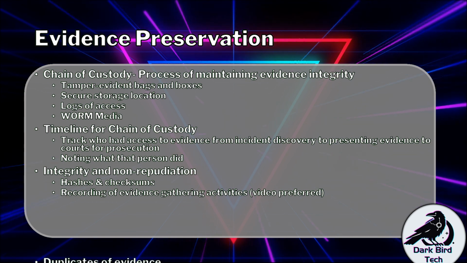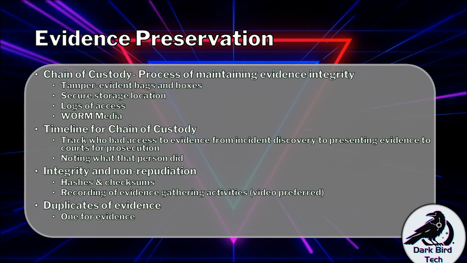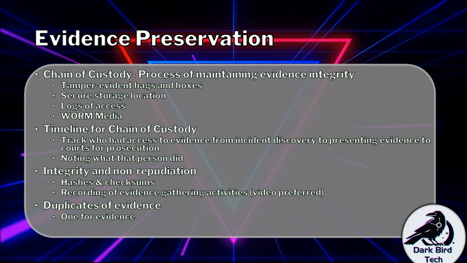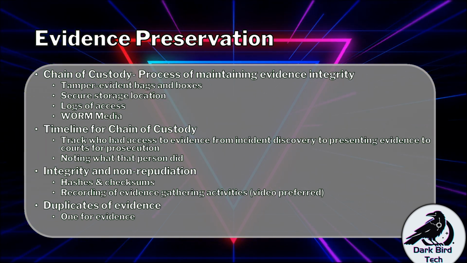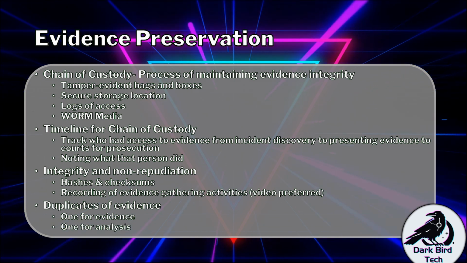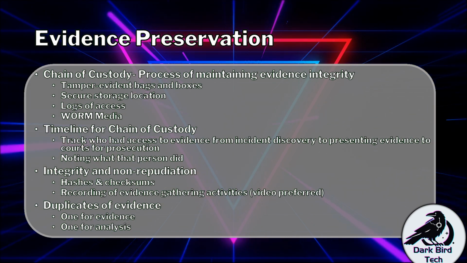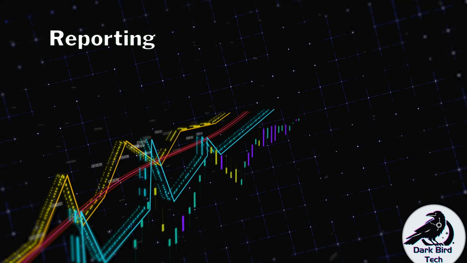And then we create duplicates of evidence. The idea of the duplicates is we want to keep one permanently for evidence and never touch it, unless we want to make a second copy or another copy for analysis purposes. So you always have one copy that is only used to make other copies and is the original evidence that will be given over. And then comes the forensic reporting process.